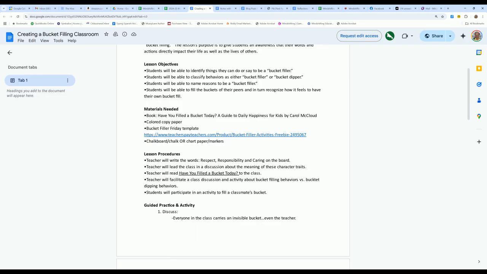And about how many pages is the book? Oh, the book, not that long. It's like a picture book. Okay. Yep, a picture book. And so it can be read in under 10 minutes to a class.